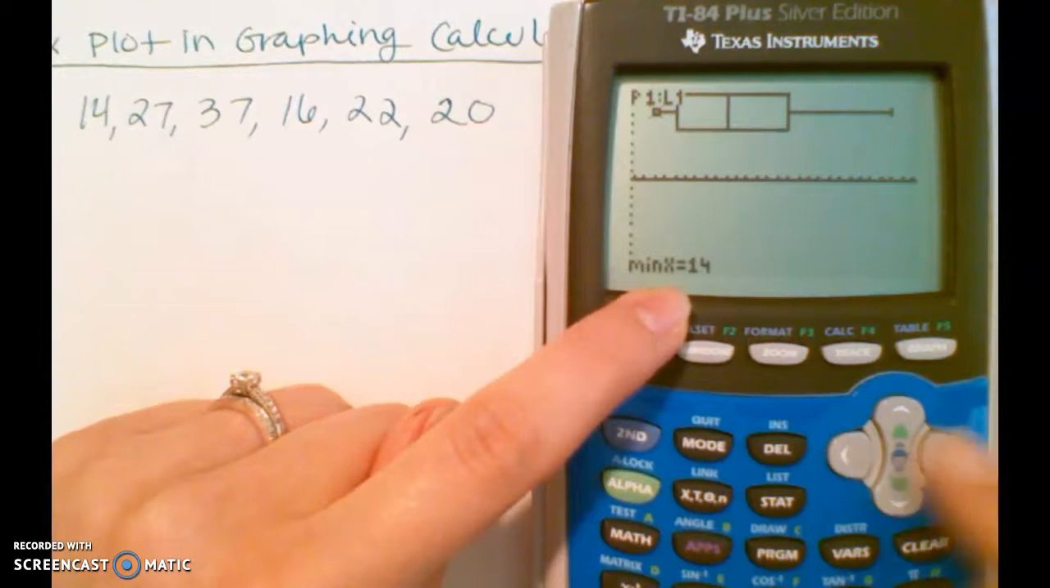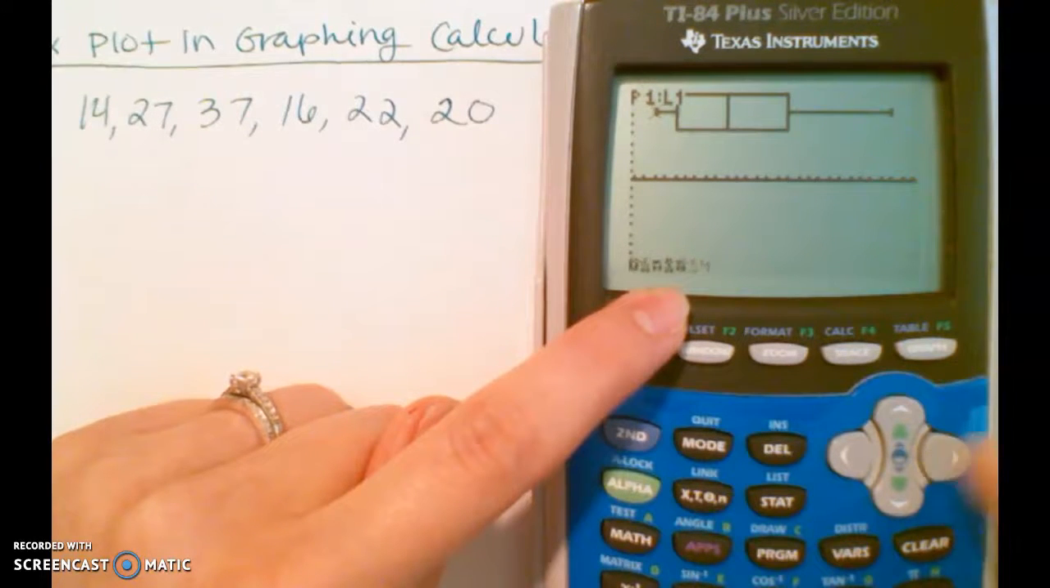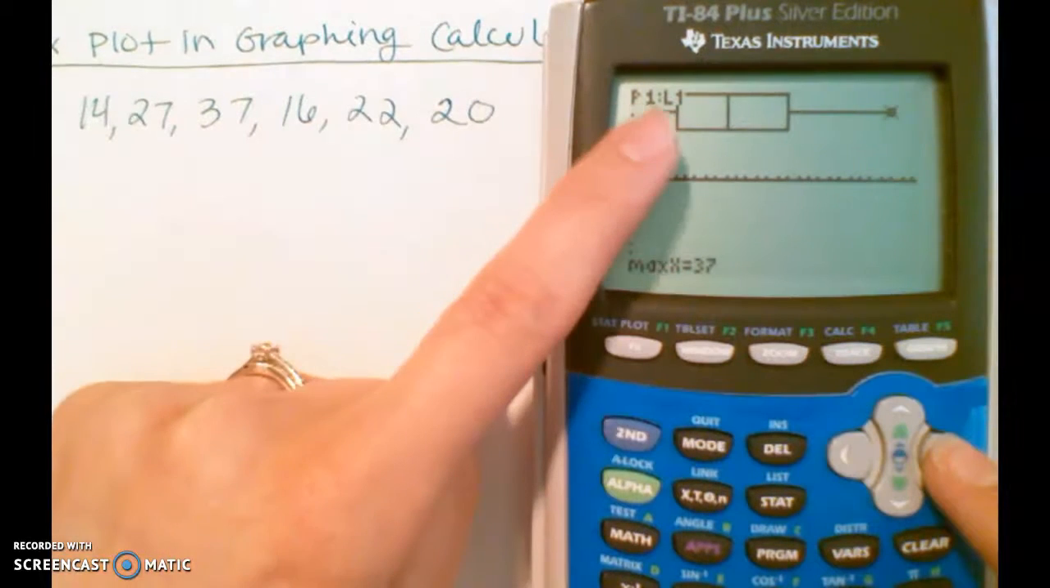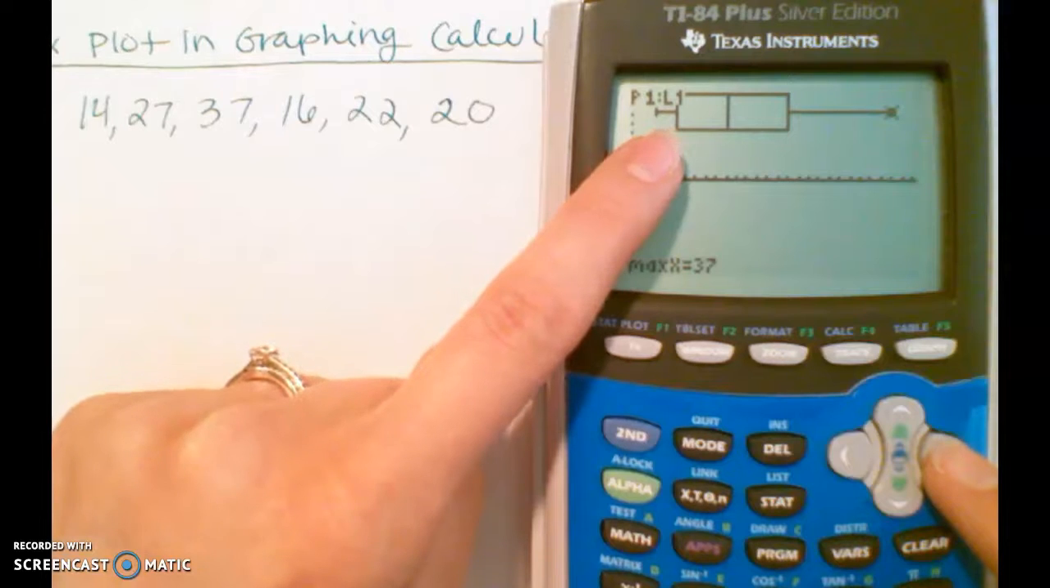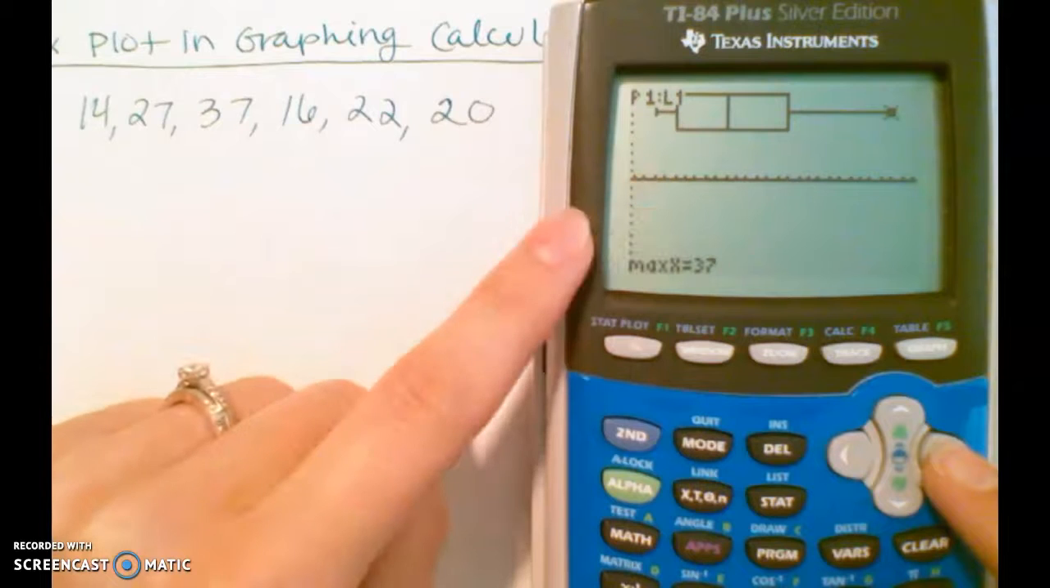Then I can use, oh, I think I said right arrow when I should have said left arrow. But anyway, now I'll use the right arrow and go back over, and I see Q3 is 27 and the max is 37. So this is a good way to make box and whisker plots. Instead of having to do it by hand like we did in the notes, you can just do it in your calculator.